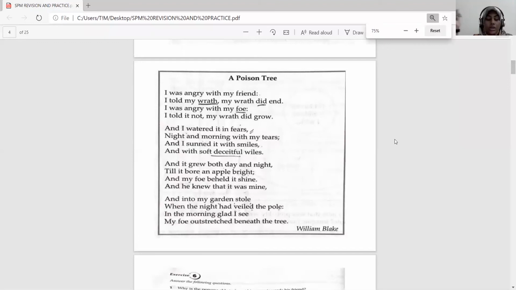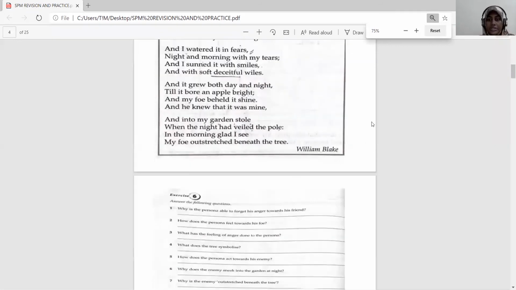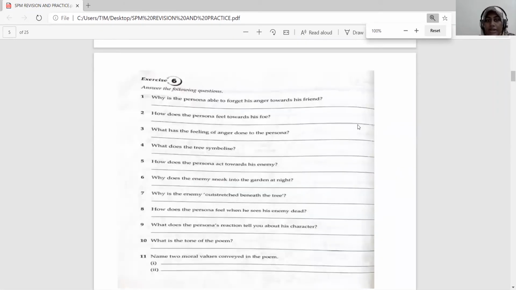All right. Okay, so anger will be your first thing. Second, it can also be about communication. A very good communication is important. Next, about your revenge. And then you can also talk about deceit and lies, because the persona tricked the enemy into his garden. All right. Okay, let's look at the question. Can you see? Let's look at number 1. Why is the persona able to forget his anger toward his friend? Why?